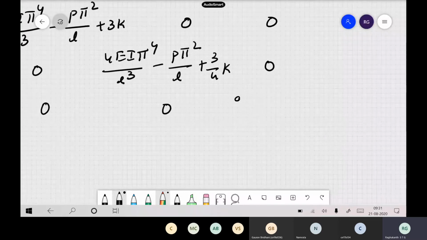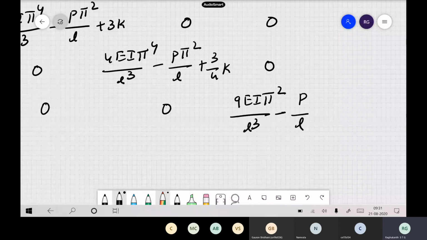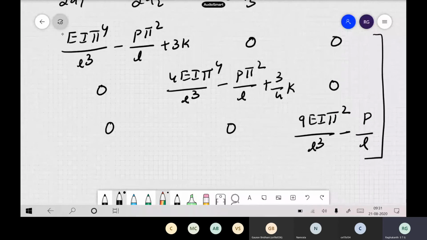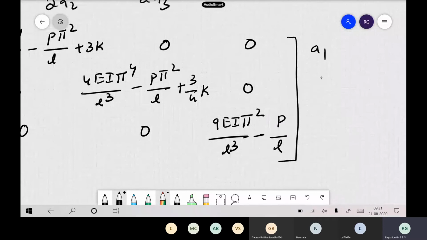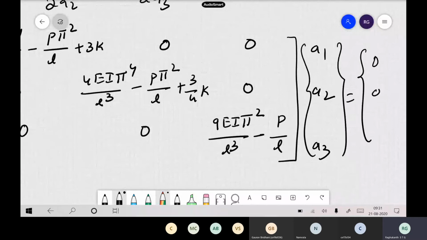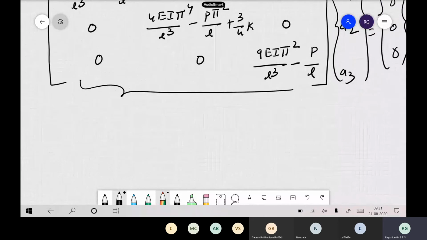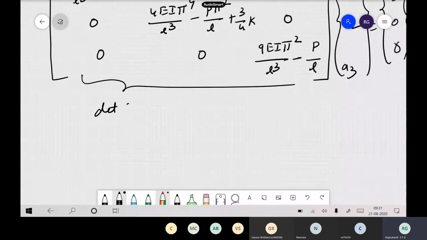Then you have 9 EI pi square by L cube minus P by L. So you have a nice matrix format, multiplying A1, A2, A3, and your right hand side is 0, 0, 0. So nicely you get it like this. Now for non-trivial solutions, the determinant of this matrix has to be 0.